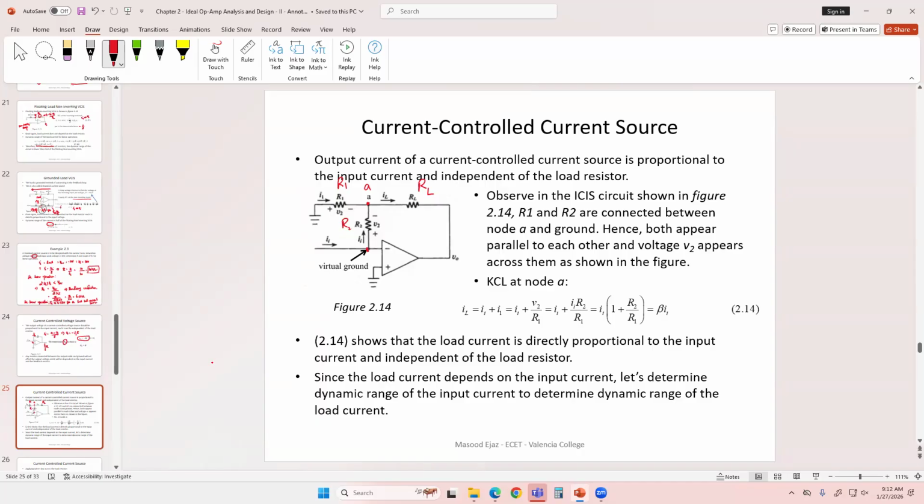V2 is simply I1 times R2. That's your V2, I input times R2. So the same voltage is going to appear across R1 as you see right here. I1 is coming from the ground to node A.